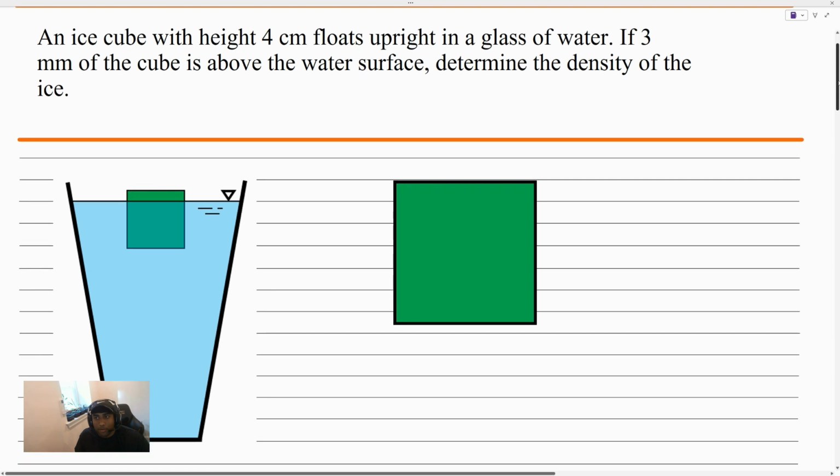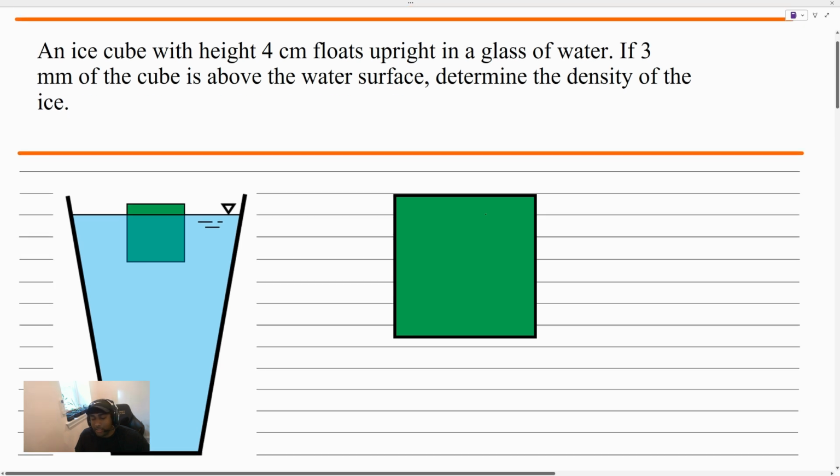Now, a lot of people never really thought about it, right? Ice is actually less dense than water. That's why we have glaciers floating on top of water. And it has something to do with the hydrogen bonds, but let's not get off the topic here.